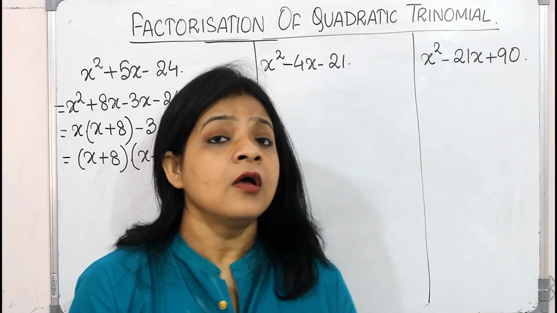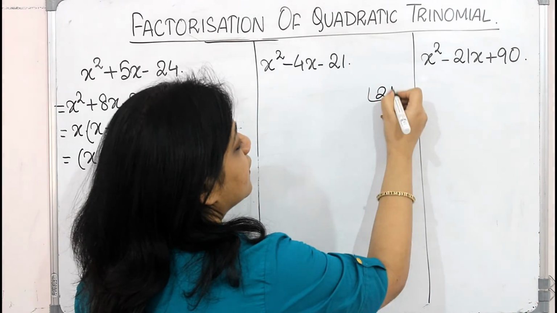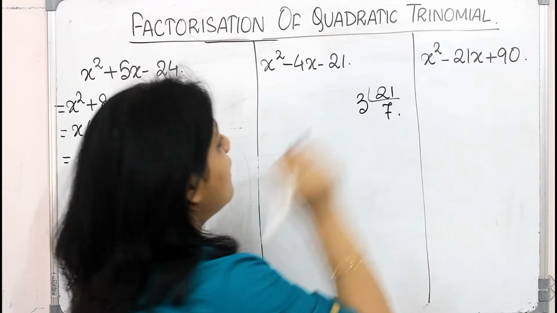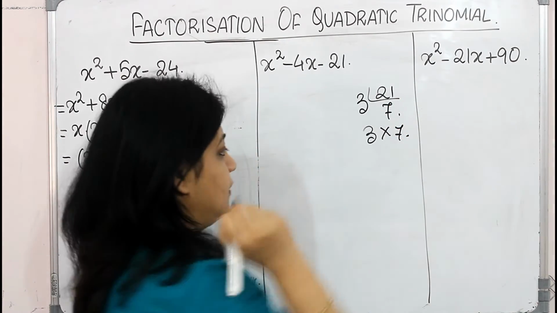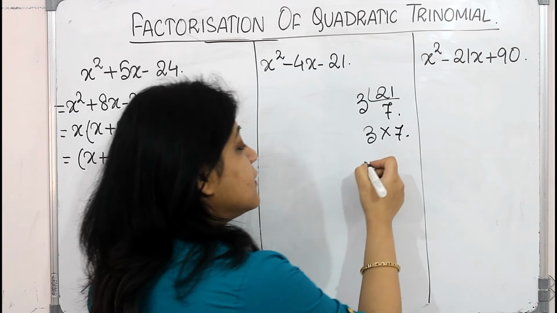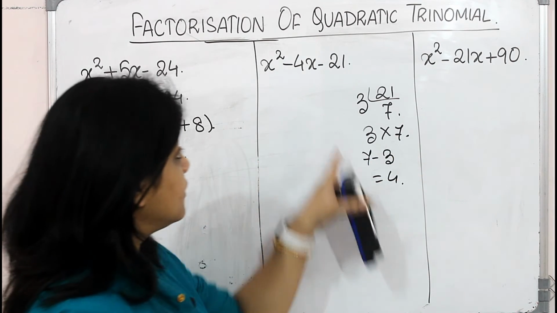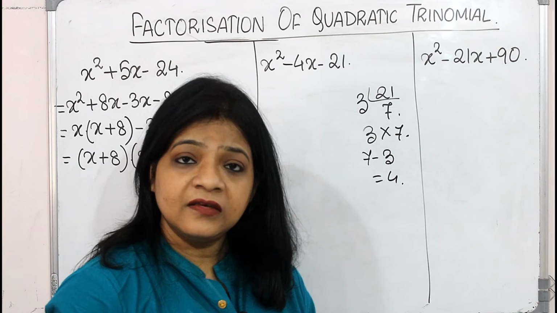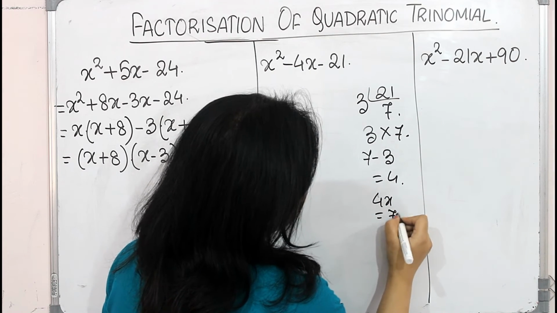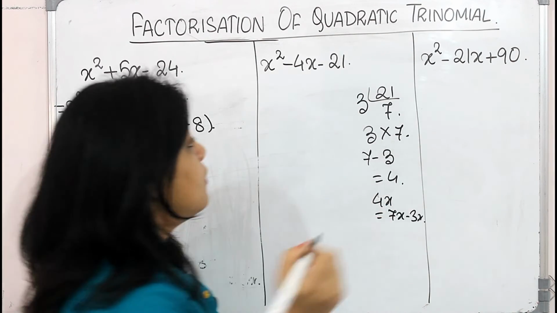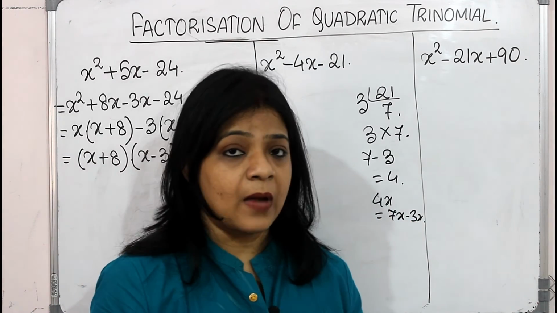Now try to factorize 21. 3 sevens are 21, so 3 into 7. Now if I do 7 minus 3, it gives us 4. So here also 4 is there, isn't it? So 4x will be 7x minus 3x. In place of 4x, we are going to use 7x minus 3x.